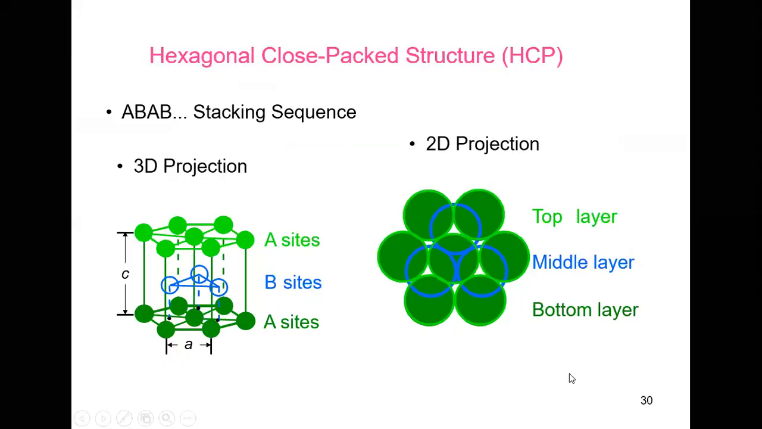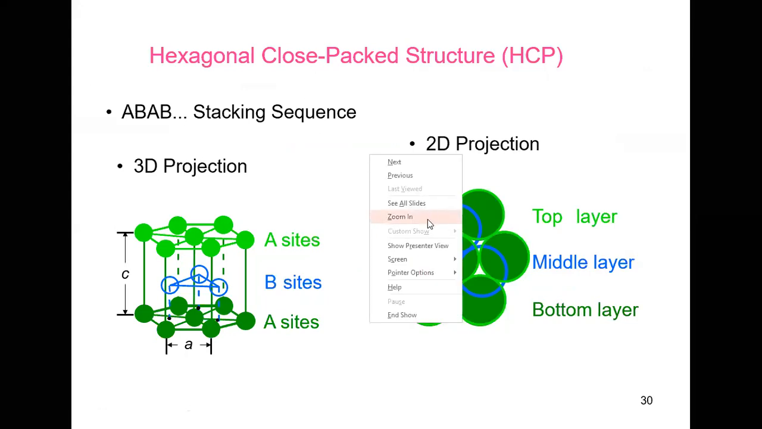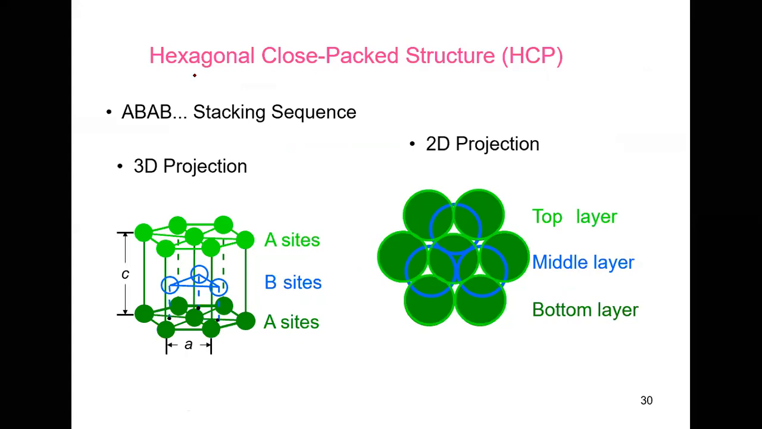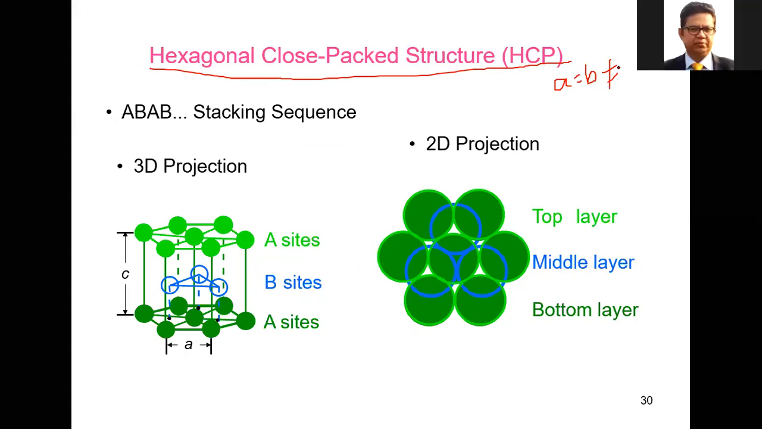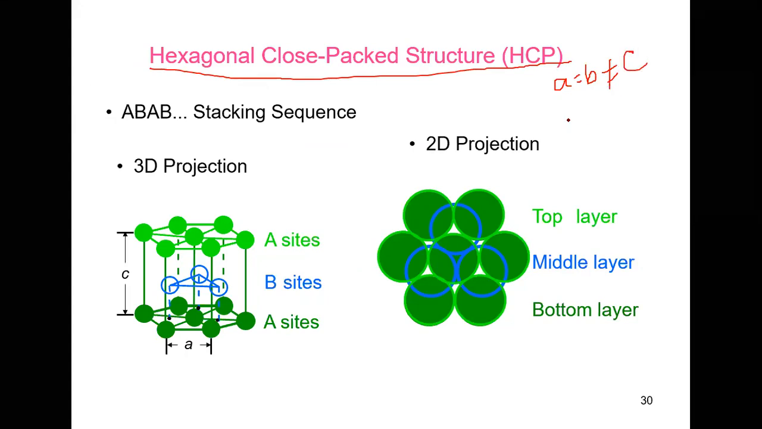Okay, so today we'll study the hexagonal close-packed crystal structure. Details about the hexagonal crystal structure: if you remember, the lattice parameters are A equal to B, but C is not equal. Alpha and beta are equal to 90 degrees, and gamma is 120 degrees. That's the lattice parameter of the hexagonal close-packed crystal structure.